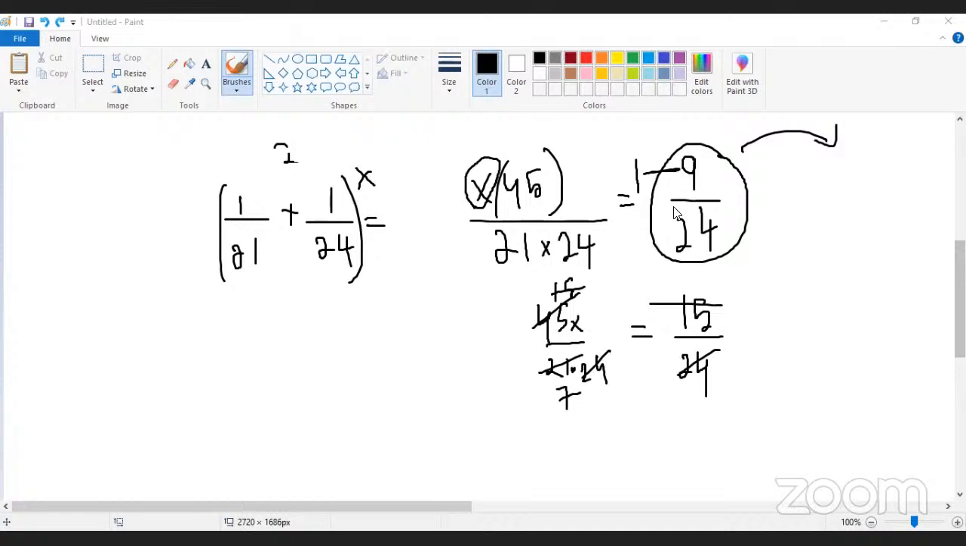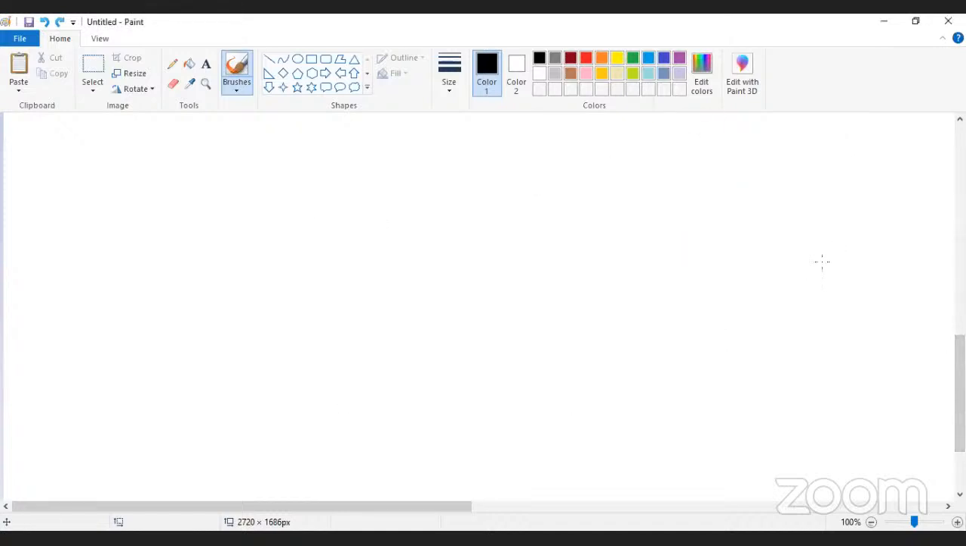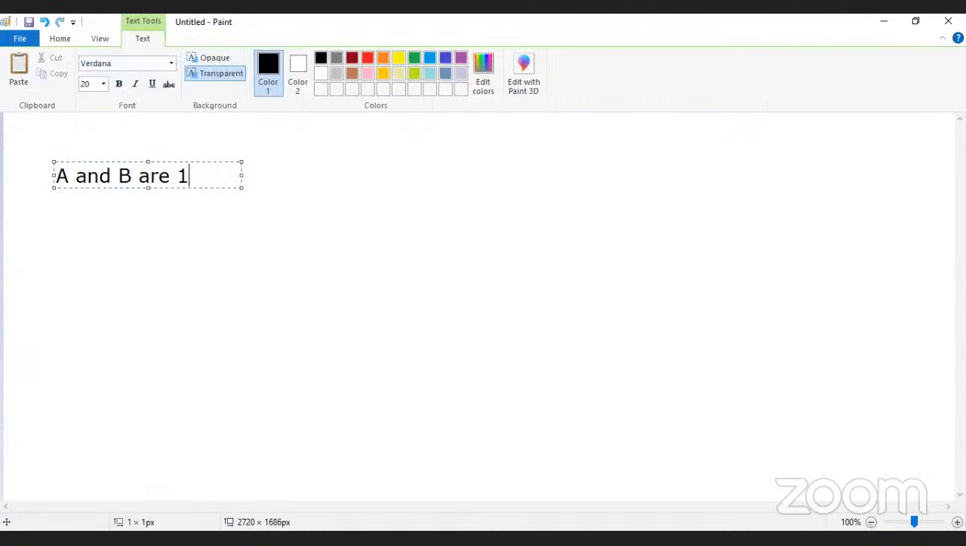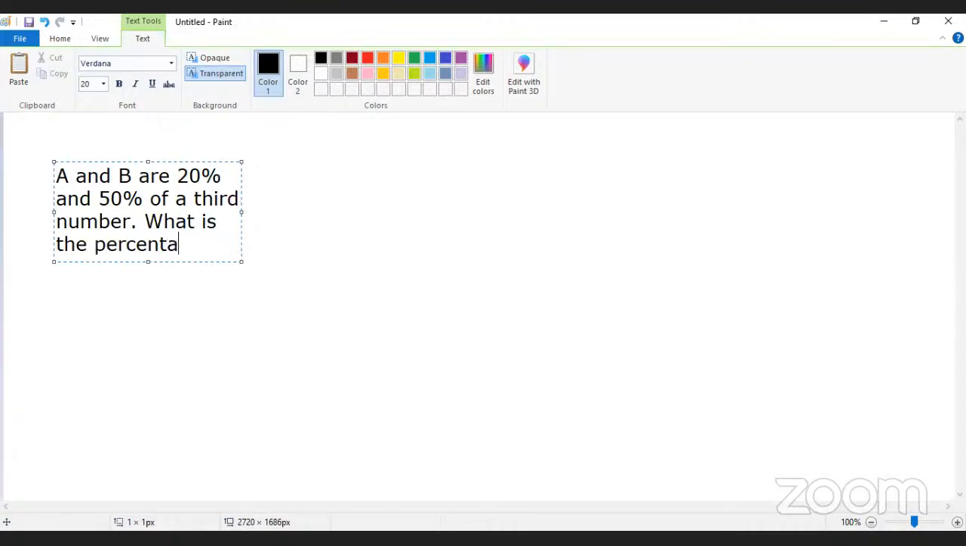Dilip Shah, that question is very easy. It's 4:5. Without solving, we can tell the answer for that. Okay, I'll just type the question for the others to know. A and B are 120 percentage and 50 percentage of a third number. What is the percentage of second with respect to first?